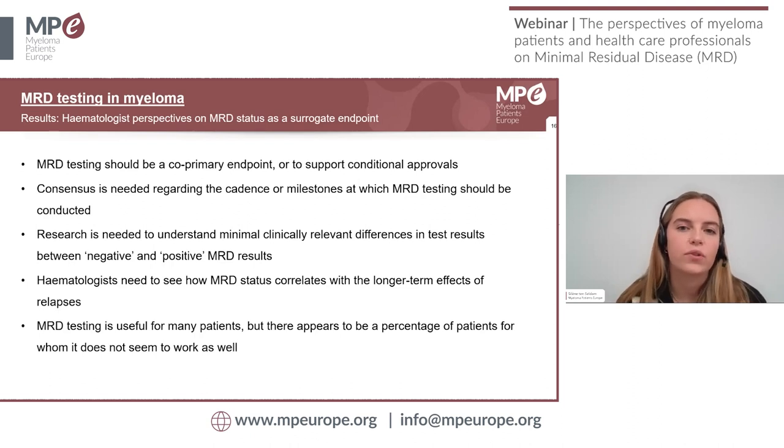And hematologists also stated that research is needed to understand minimal clinically relevant differences in test results between negative and positive MRD results, and how MRD status correlates with long-term effects of relapse. And lastly, although MRD testing is useful for many patients, there are some patients for whom it doesn't work, and it is important to explore this and how genetic profiles may potentially contribute to this.